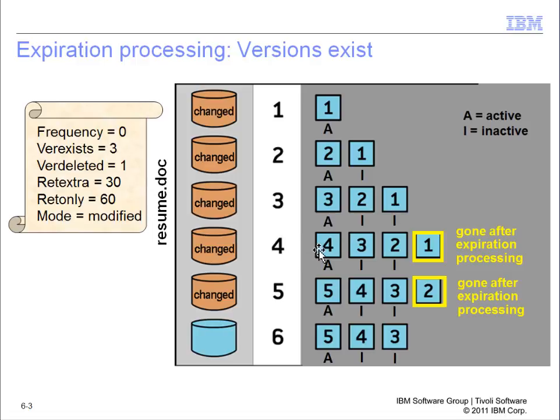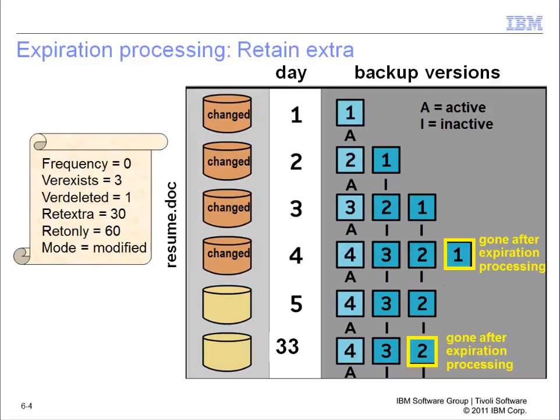Now on day 4, we would have 4 versions. However, version 1 will be gone after expiration processing based on ver_exists equals 3. Day 5, we've backed up our file again. Now copy 2, version 2 from day 2 is now going to go away after expiration processing. On day 6, there were no changes, and so there are no new versions.